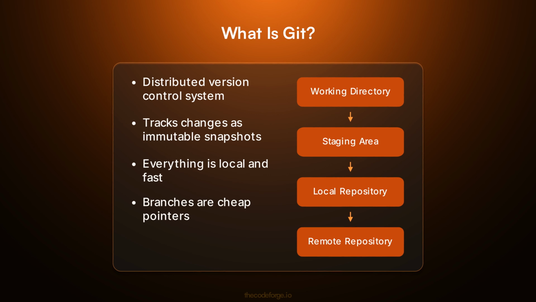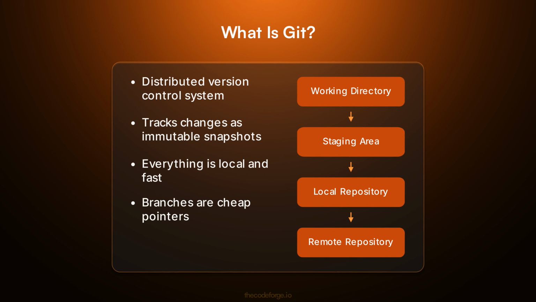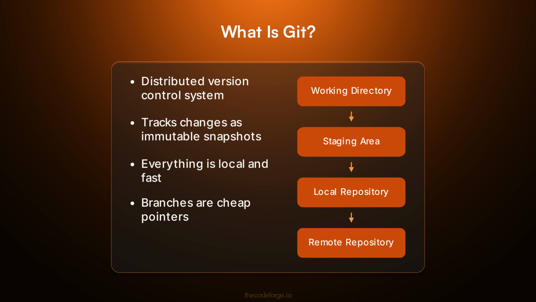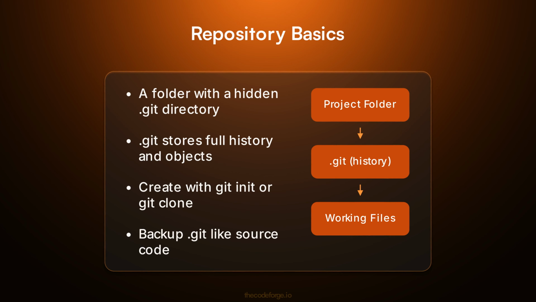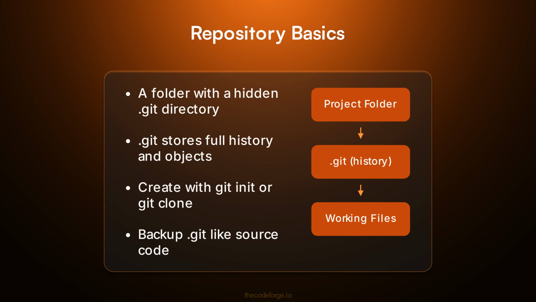Git is a distributed version control system that tracks every change to your codebase as an immutable snapshot. Unlike older systems, Git stores snapshots of your entire project at each commit, and almost every operation works locally without a network. A repository is just a folder with a hidden Git directory inside. That Git folder is Git's entire memory, storing every snapshot of your project ever taken. You create one from scratch with git init or clone an existing one from GitHub.